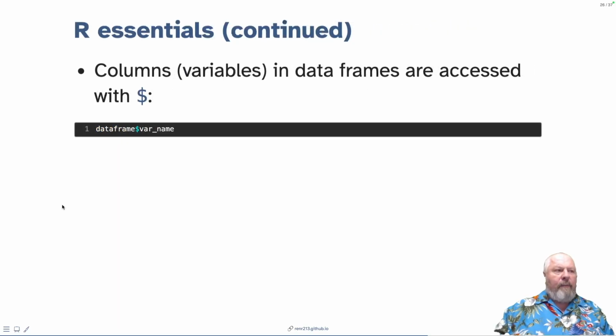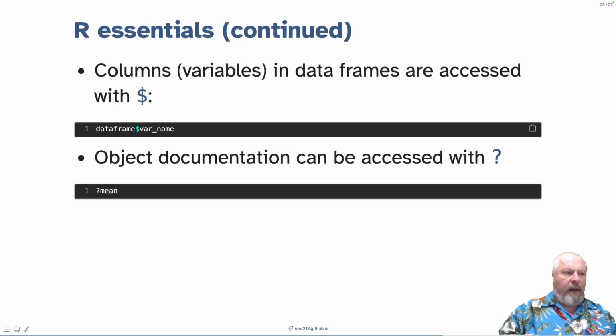And you can grab columns from data frames. So the data frames are the tables like we saw for the penguins data. You can retrieve individual columns or variables using this $ sign. So this is saying, from the data frame called data frame, show me, retrieve, access the variable called var underscore name. You can obtain documentation for objects or functions with the question mark.